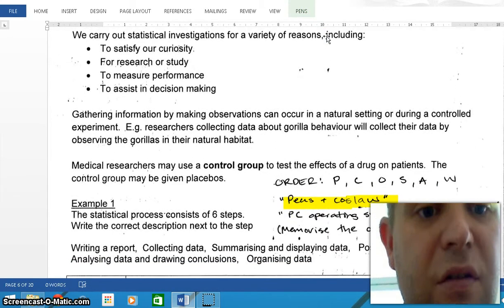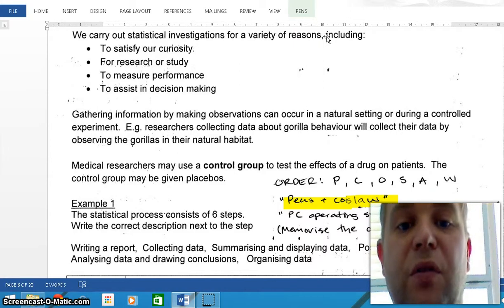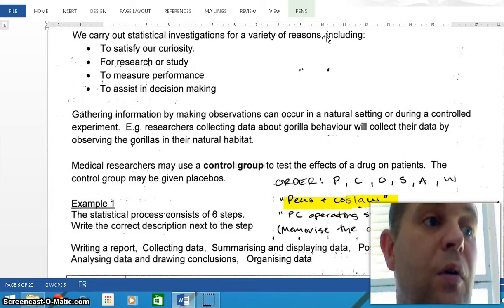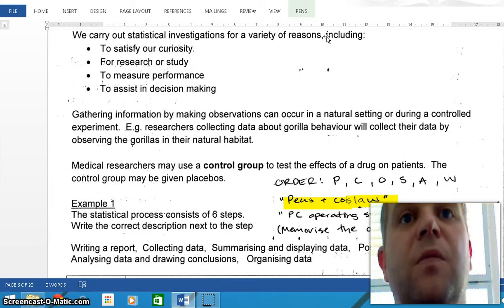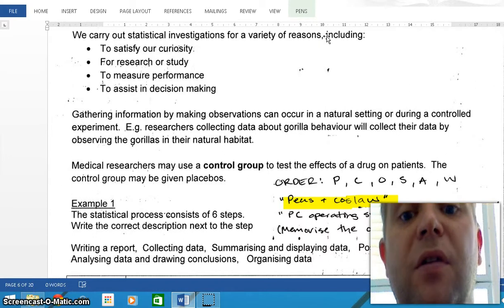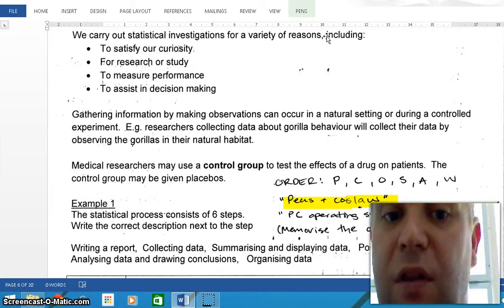So there's 6 steps to collecting data. We start off with posing a question. So we think about what we now want to know. Does working only your abs improve your cardiovascular health? So we'd start off by posing that question.